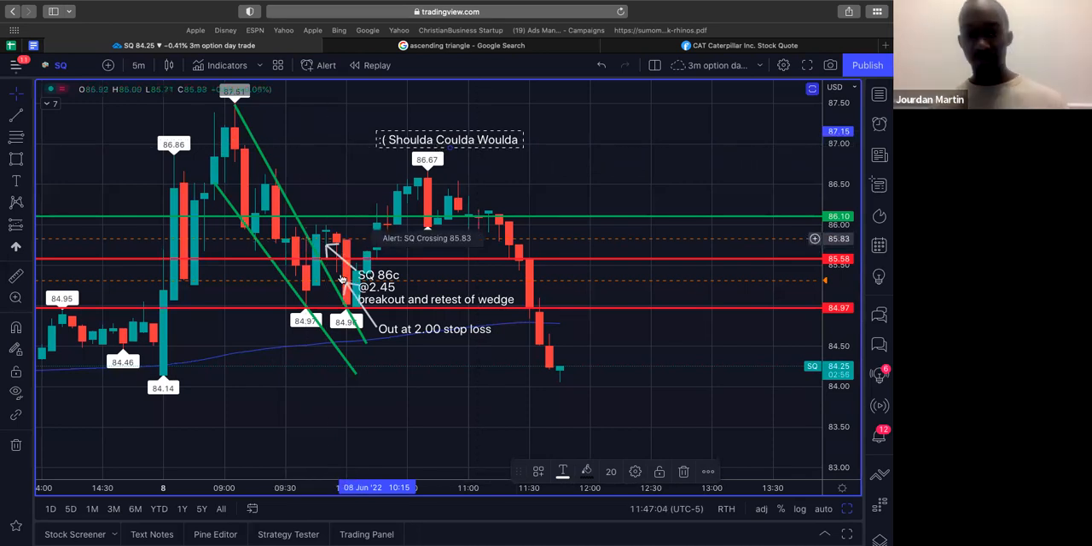Well, it pushed back down, hit my stop loss. I got out, and I said if it made a new move, I wouldn't mind getting back in. I just didn't pay attention to the chart. But it didn't break this low.